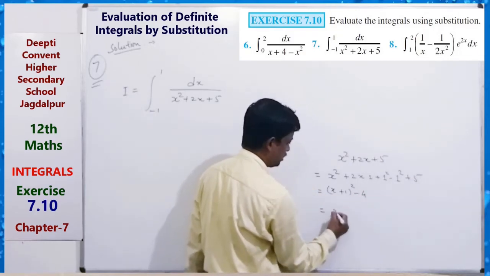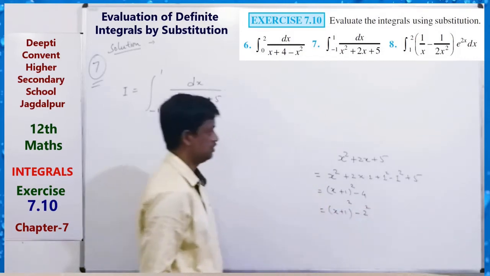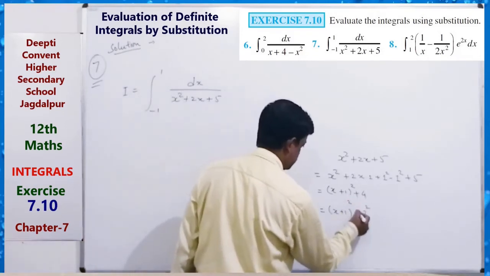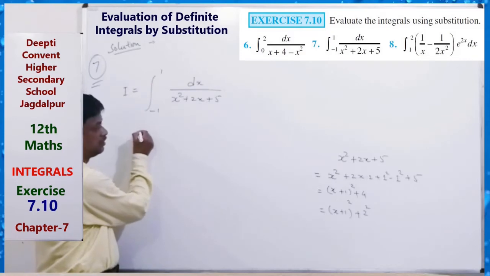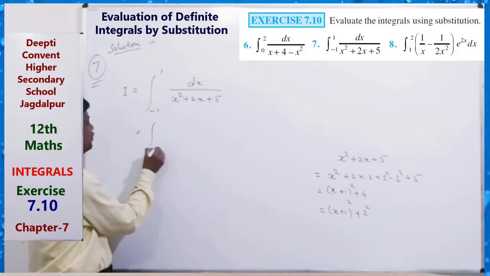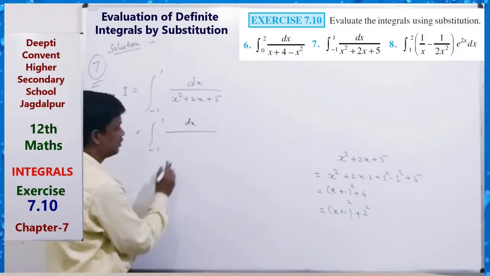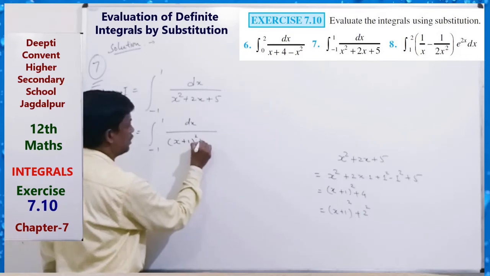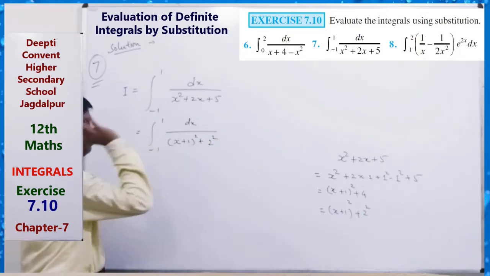So this is equals to x plus 1 square minus 2 square. We can write like this, plus. Okay? So here this is equals to integral from minus 1 to 1, dx upon x plus 1 square plus 2 square. Clear?